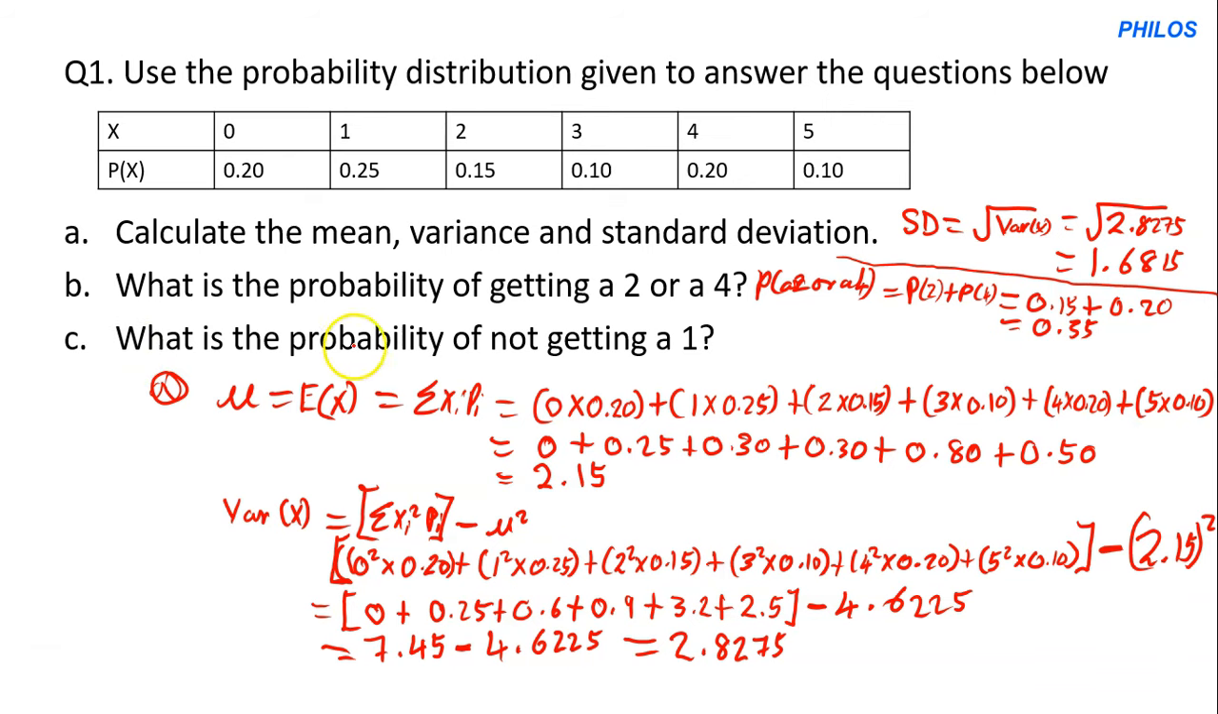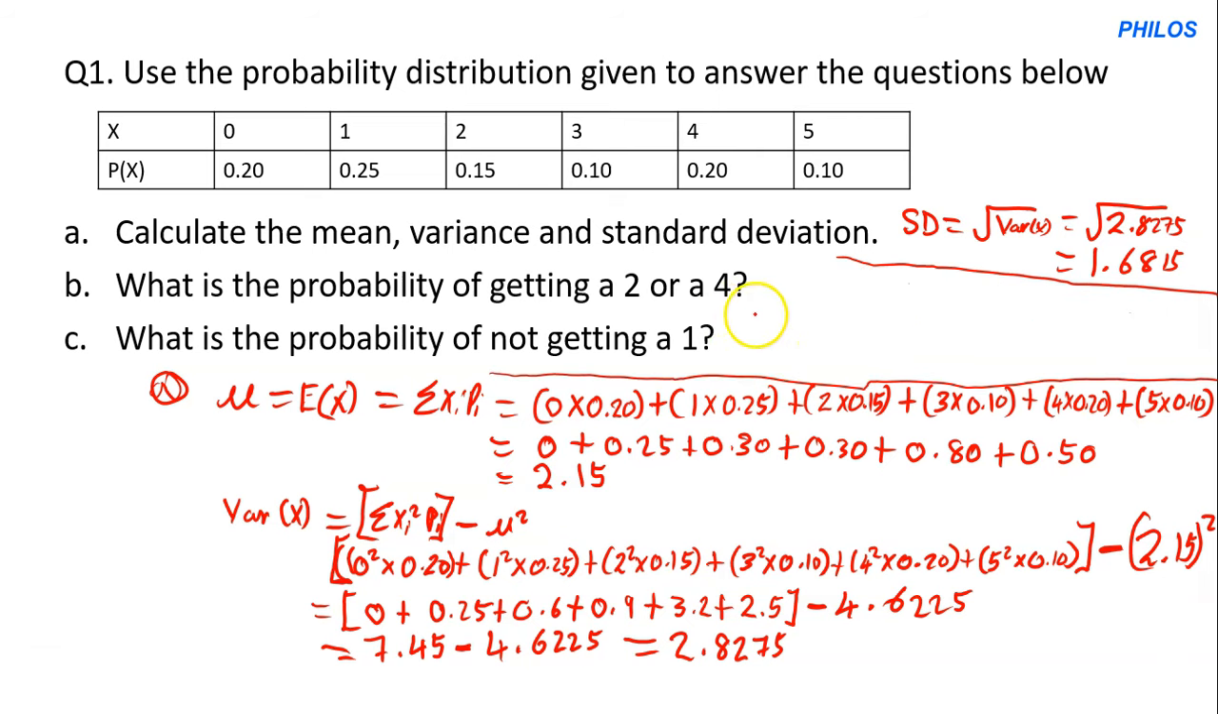Question C says, what is the probability of not getting a 1? Now, to solve this, let me erase this part so that I can write here. Probability of not getting a 1 should be equal to 1 minus probability of getting a 1. So that will give us 1 minus, what is the probability of getting a 1? It is 0.25.